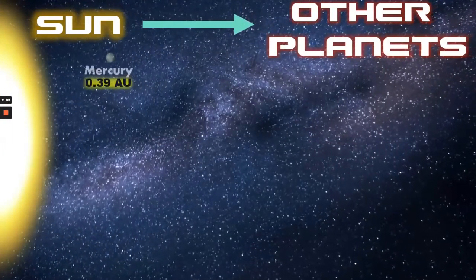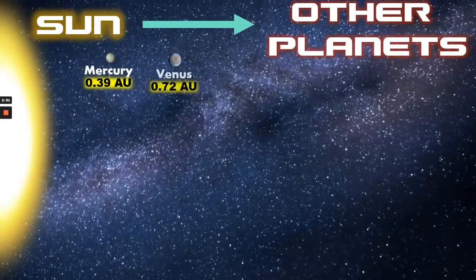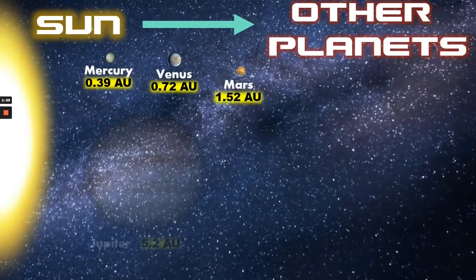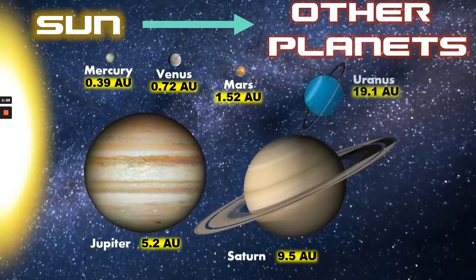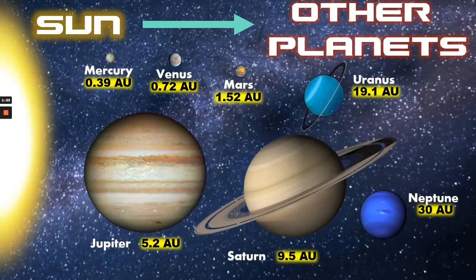Speaking of Jupiter, how about the Sun to the other planets? Mercury at 0.39, Venus at 0.72 astronomical units, Mars averages 1.52, and then we jump out to Jupiter at 5.2, Saturn at 9.5, Uranus at 19.1, and Neptune the furthest of all, of course, at 30 astronomical units distance.